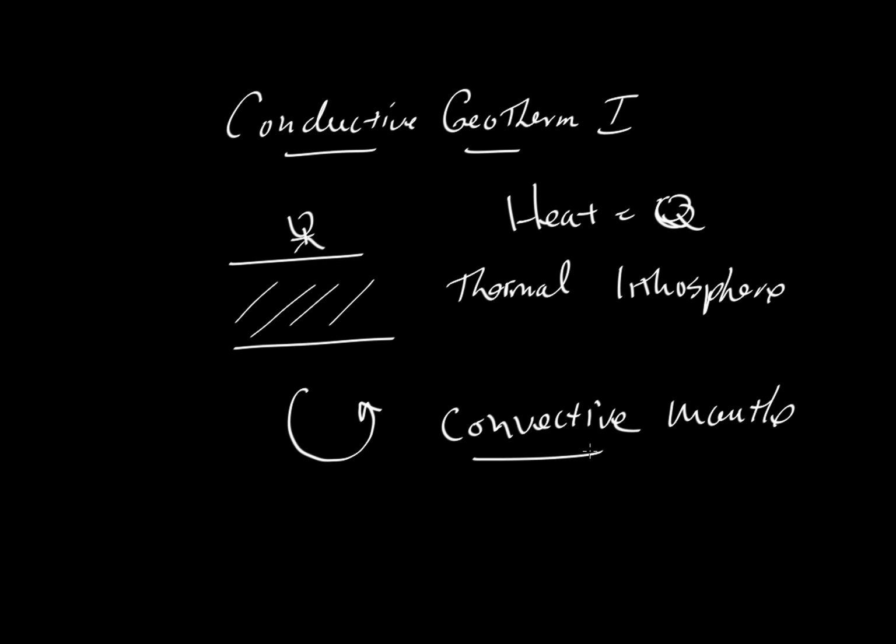The convective mantle is soft enough and hot enough that it can move around, and there heat would be transferred by convection. We're going to look at the way heat is transferred through this very cold, rigid part of the Earth called the thermal lithosphere.